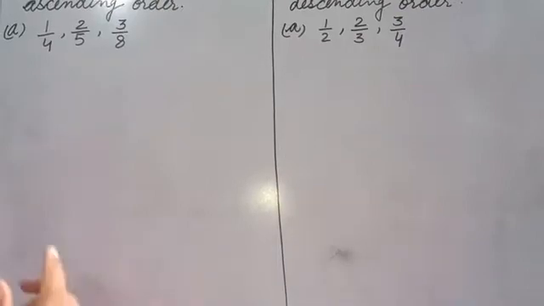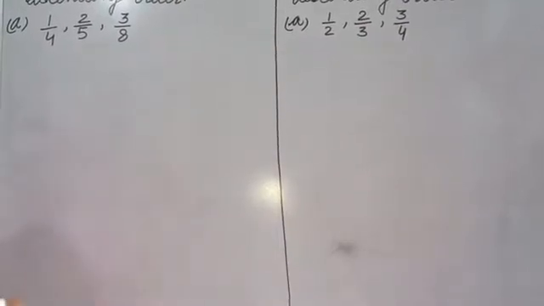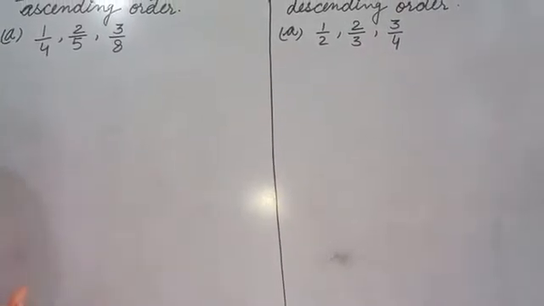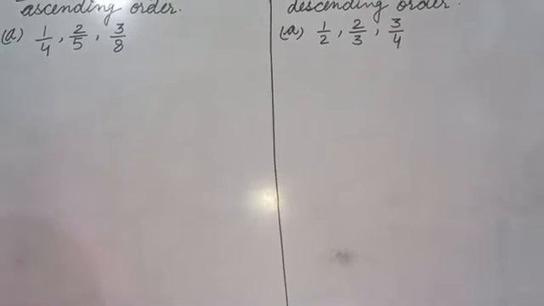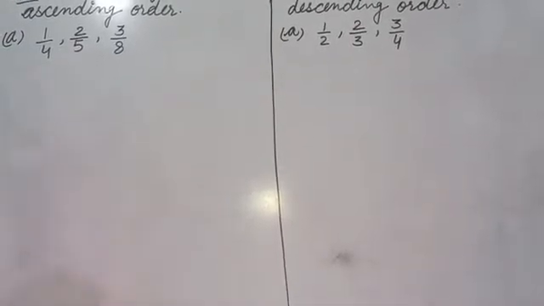Okay. How we will do? The same process will follow. Only the arrangement will be changed. In ascending we arrange from small to big. And in descending we arrange from big to small.